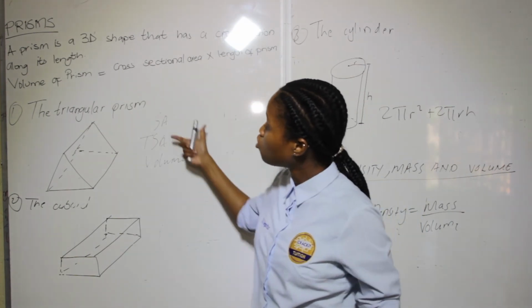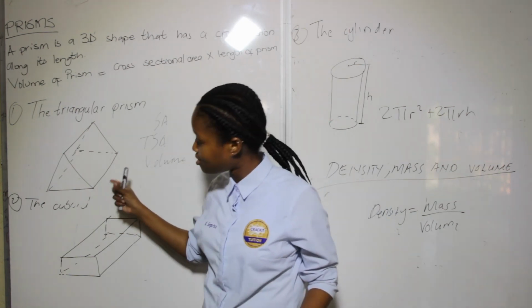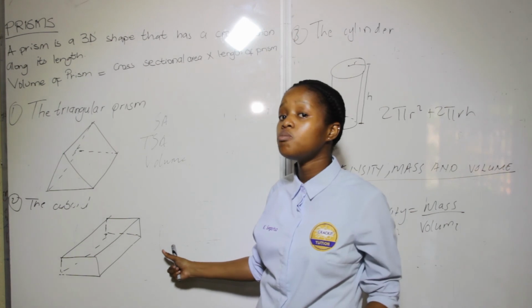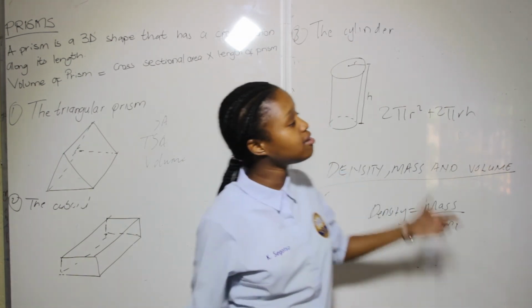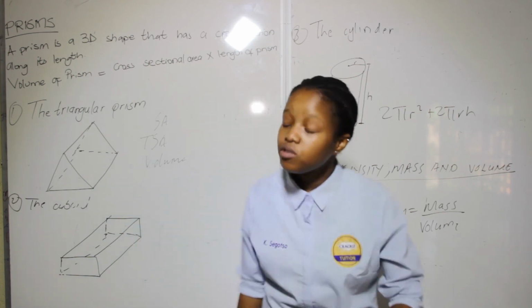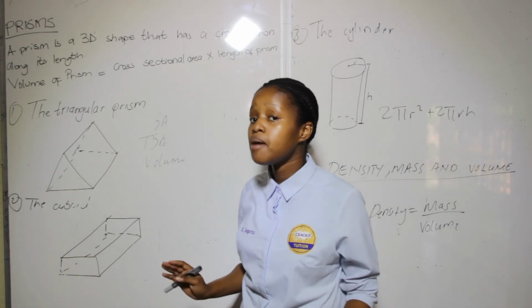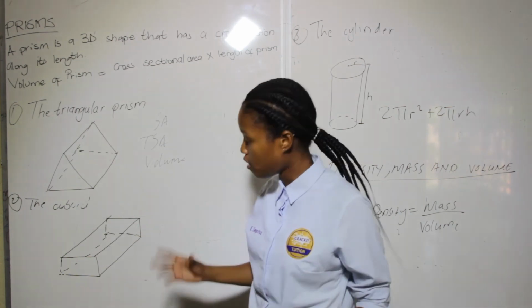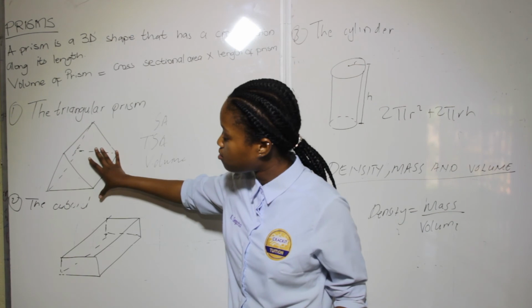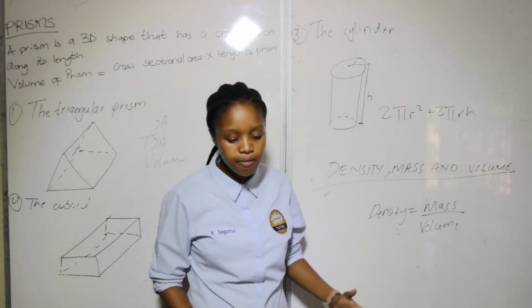So remember, your surface area of a cross-section is going to be the area of a triangle. In this case, it is going to be the area of a rectangle, and in this case it is going to be the area of a circle. When they say total surface area, remember you add all the shapes that are there, remembering the faces that you have there. You have 5 faces here, you have 6 faces here, you have 2 circles and a rectangle here.